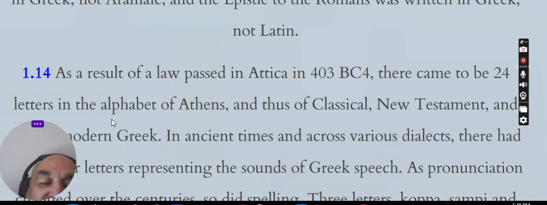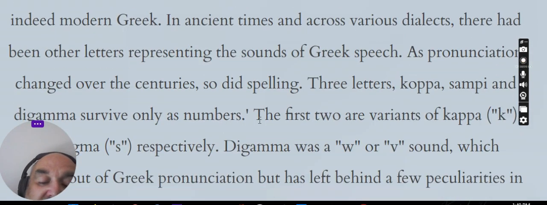Section 1.14 talks about the alphabet. The alphabet used to have perhaps 27 characters, but in Athens, in 403 BC, before Alexander's time, 100 years before Alexander, or 70 years before Alexander, we have a law passed that took out the digamma, and this book heavily looks at how the sounds have changed before the spelling reforms that will become clear in time.